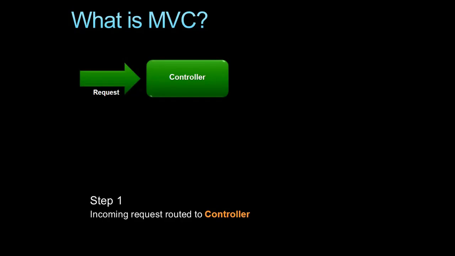Let me move on. So let's quickly go through how it works. What is MVC? Step 1, a request goes to your web application. When your web application is there, who takes the request? The controller. So the first step is that the incoming request to your application is routed to the controller. That routing we'll see in a little more detail later, but remember the keyword: the incoming request is routed to a controller. That's the first step.